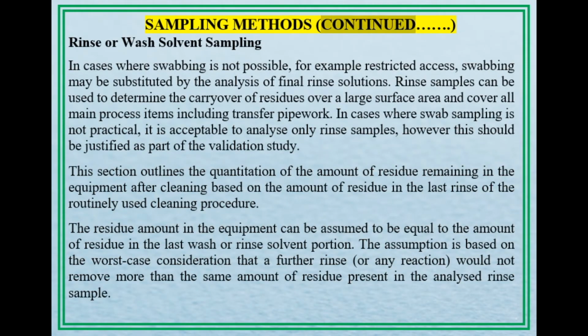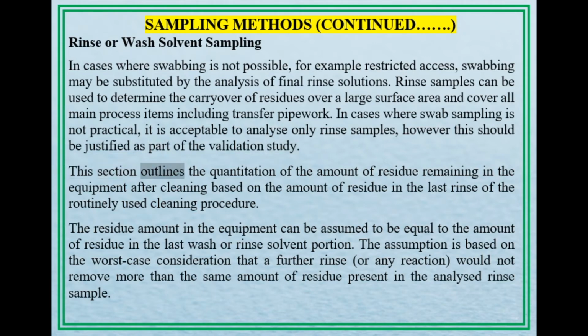Sampling methods, continued. Rinse or wash solvent sampling. In cases where swabbing is not possible, for example restricted access, swabbing may be substituted by the analysis of final rinse solutions. Rinse samples can be used to determine the carryover of residues over a large surface area and cover all main process items including transfer pipework. In cases where swab sampling is not practical, it is acceptable to analyze only rinse samples, however this should be justified as part of the validation study.